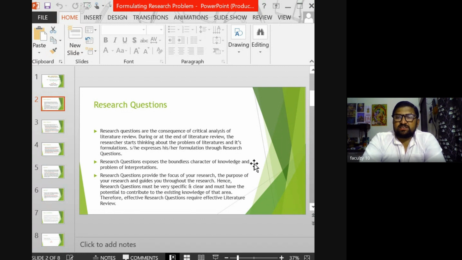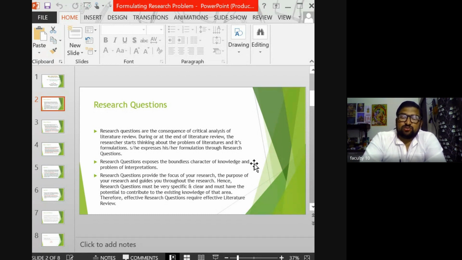Hence, research questions must be very specific and clear, and must have the potential to contribute to the existing knowledge of that area. So you should write your research question in such a way that it will be very specific, it must hold clarity, and it must have the potential to contribute to the existing knowledge of that area. Right? You are adding to the knowledge. You are not creating new knowledge. You are adding to the existing knowledge. And that adding is considered a kind of contribution.